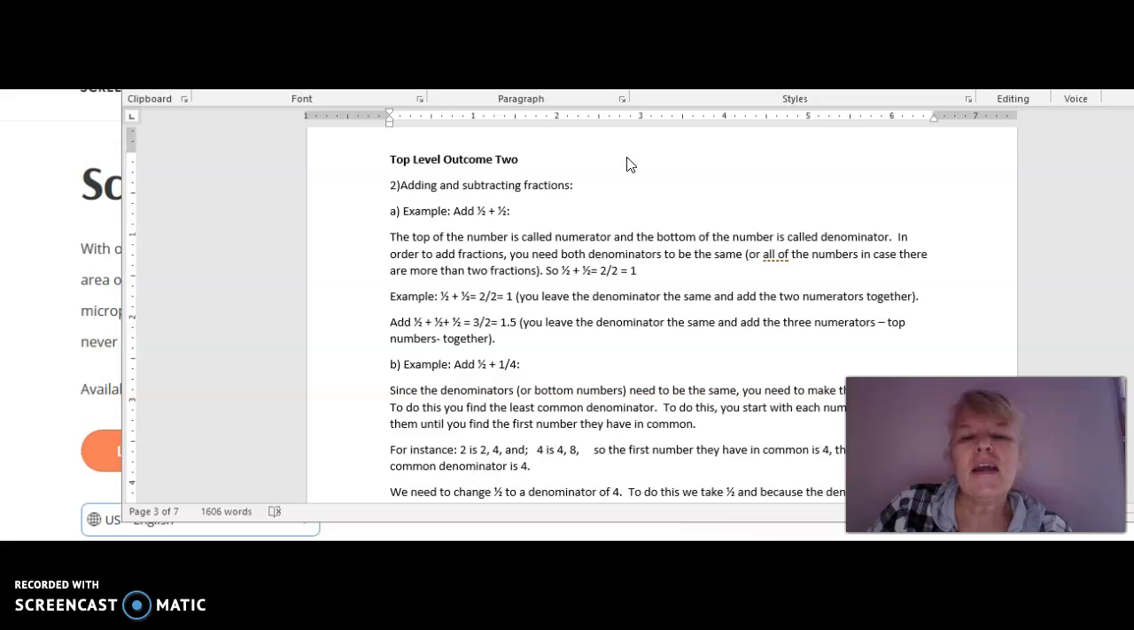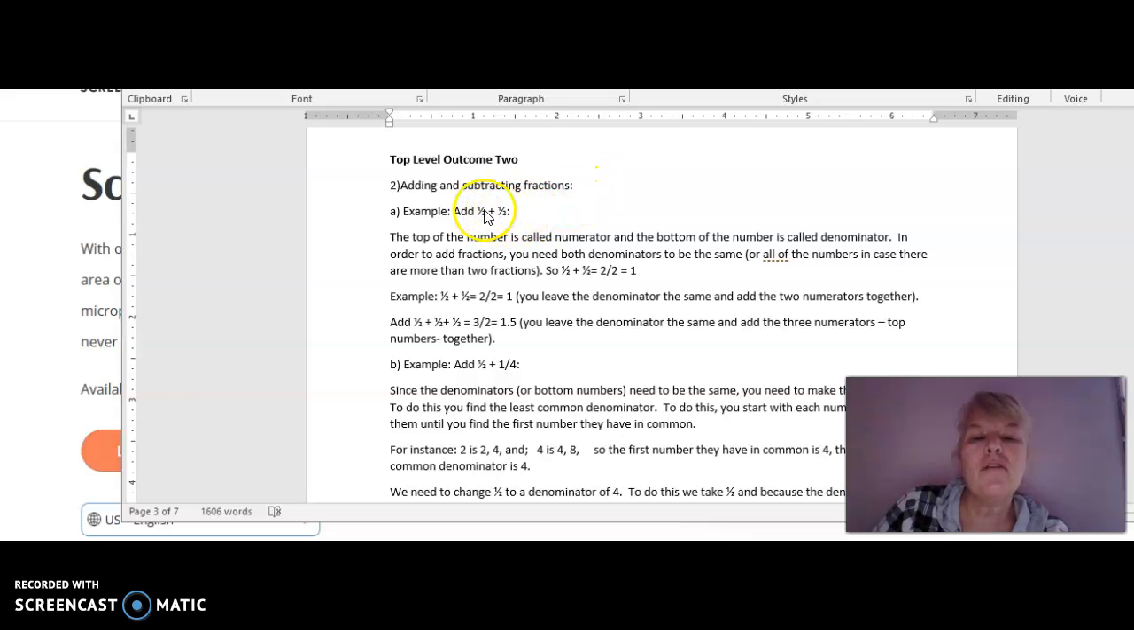The main thing to look at in this case is the top number of the fraction is called the numerator and the bottom number of the fraction is called the denominator. In order to add fractions, the bottom number or the denominator needs to be the same. So if you look at example A, add 1/2 plus 1/2, you'll see that the denominators are the same.